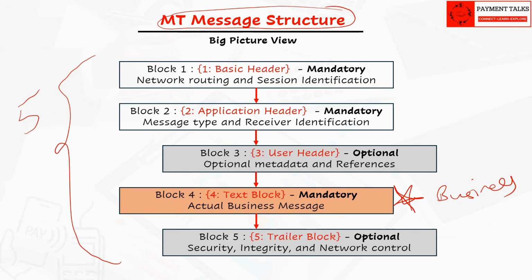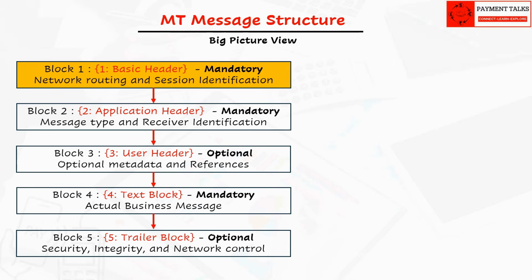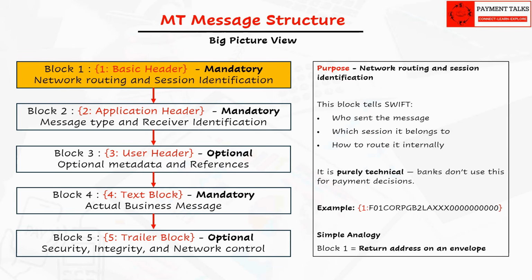Let us look at the high level overview of these blocks. First is block 1, basic header block. The purpose is network routing and session identification. This block tells Swift who sent the message, which session it belongs to, and how to route it internally. It is purely technical and banks don't use this for payment decisions.